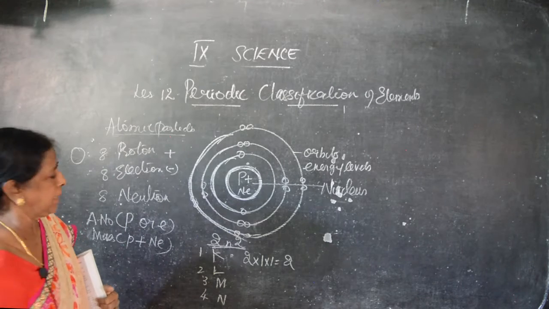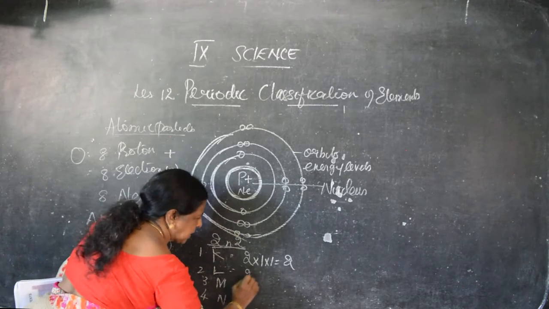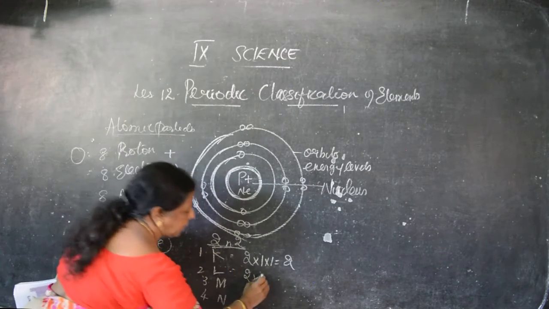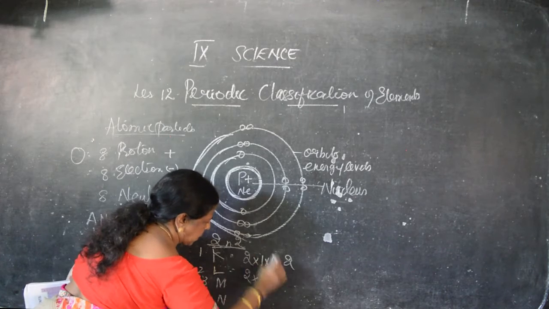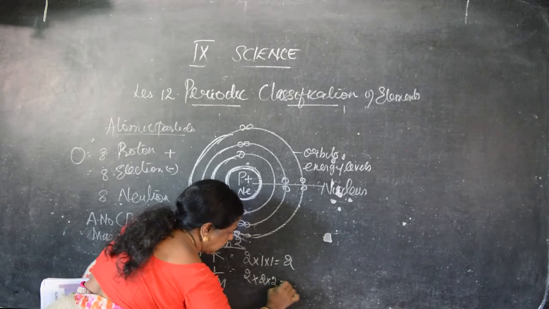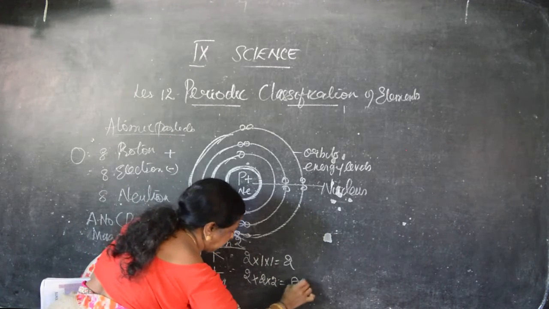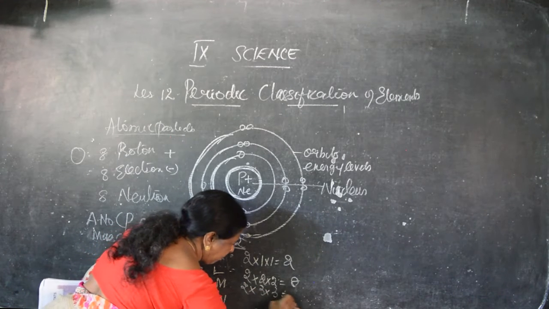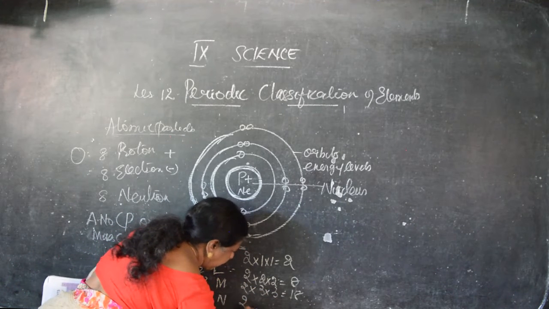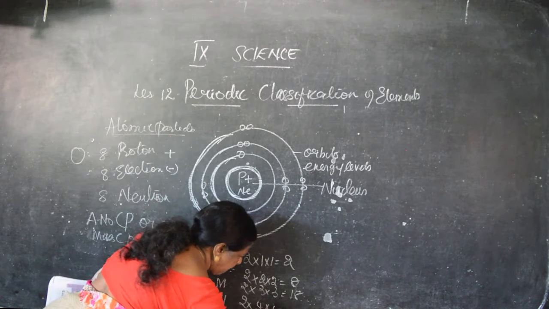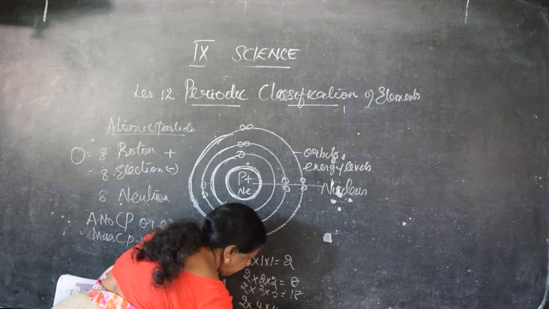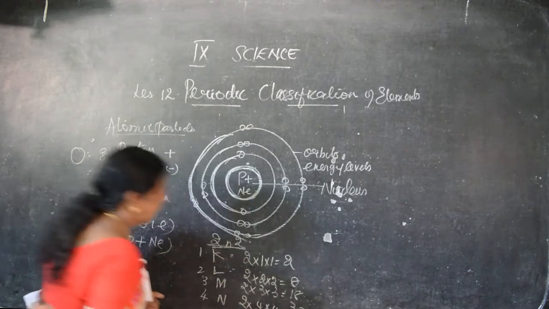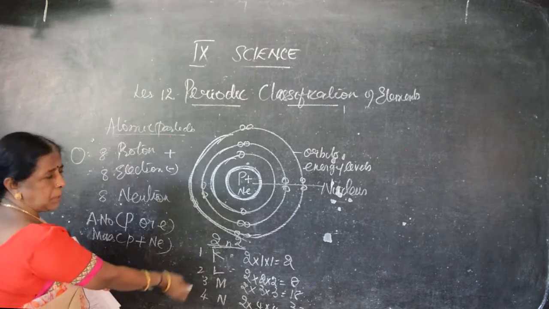We'll go for the second orbit. Constant number is 2. Number of the orbit is 2. Orbit squared. So 2 2s are 4, 4 2s are 8. Third one, 2 into 3 into 3, 18. 2 into 4 into 4, 32.